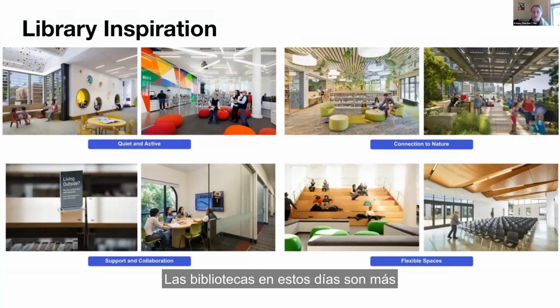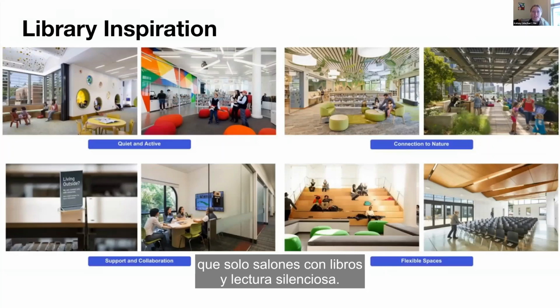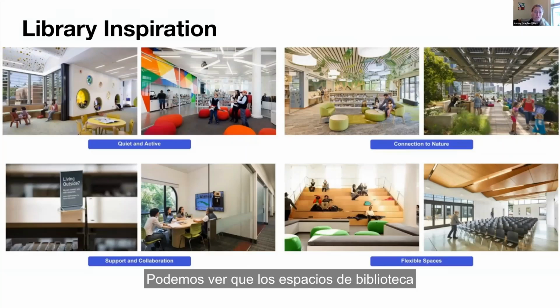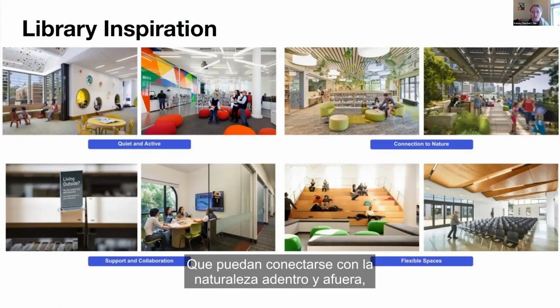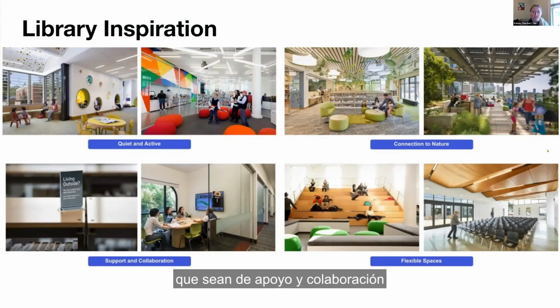Libraries these days are more than just rooms with books and silent reading. And of course, that's always going to be an important aspect to them. But what more can they offer their communities? So we can see that library spaces can be both quiet and active, that they can connect to nature, both indoors and outdoors, that they are supportive and collaborative within their neighborhoods and communities. They provide flexible spaces for different types of programming.